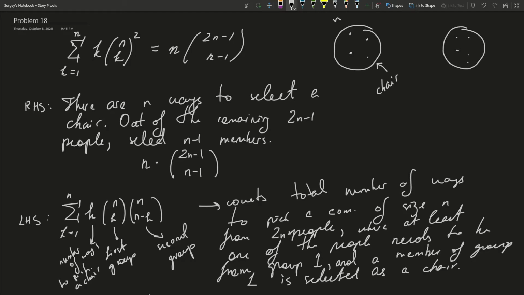On the left-hand side, what we do is we break up the selection process into cases. And the cases are how many people we select from the first group. So we select starting from 1 person all the way to n. Every person could be from the first group, right? And for each such selection of k people from the first group, we have k choices of assignments of chair, because each one of those k people can be assigned a chair position. So since both the left-hand side and the right-hand side count the same thing, we've proven this identity.